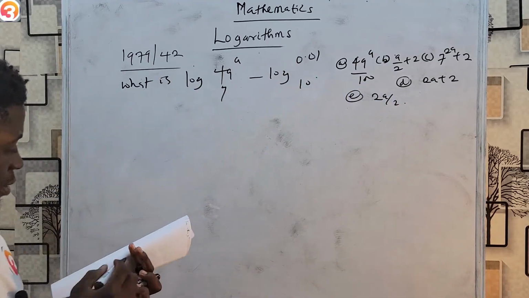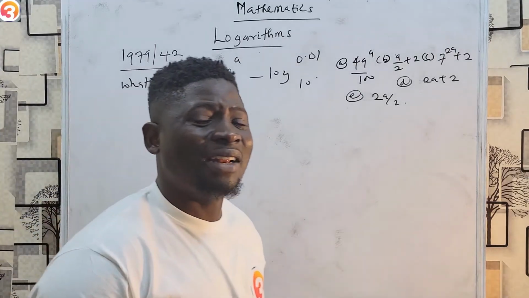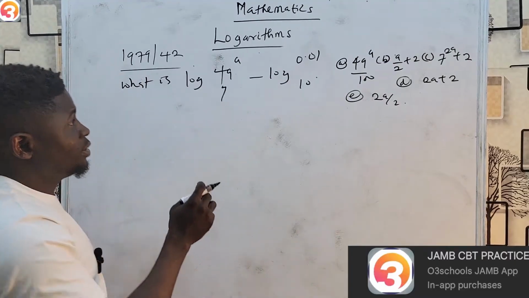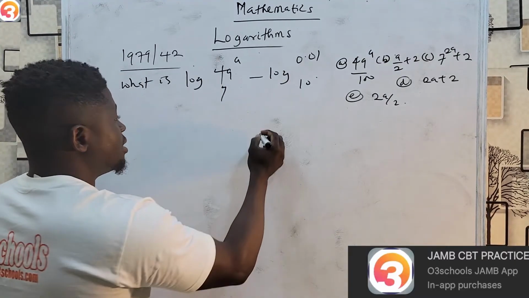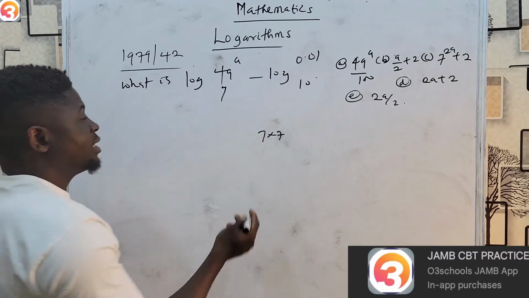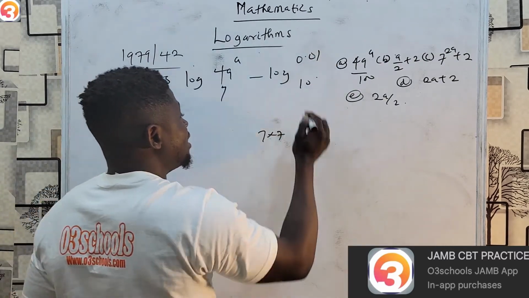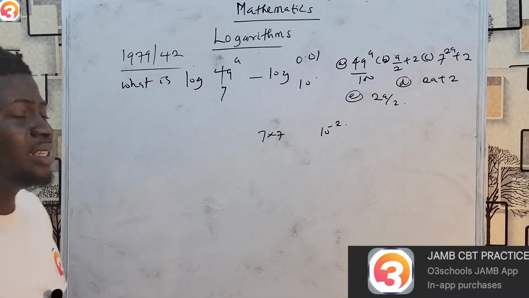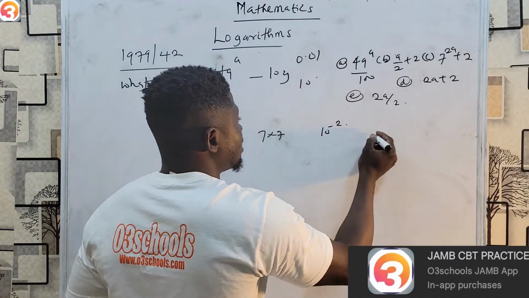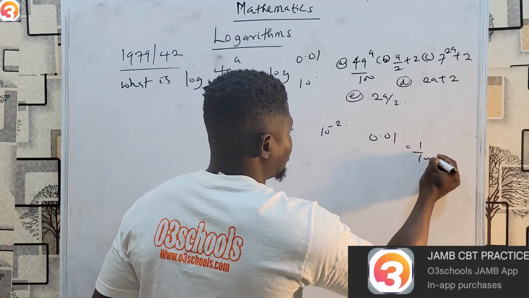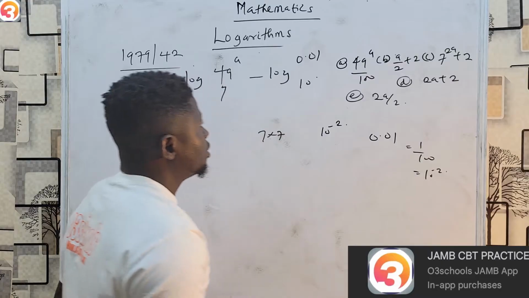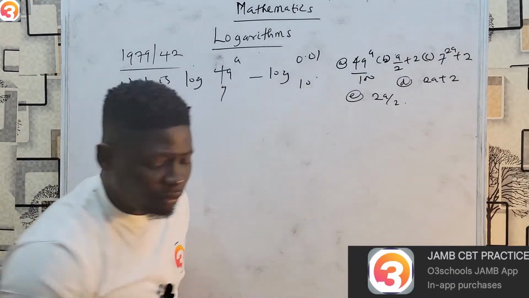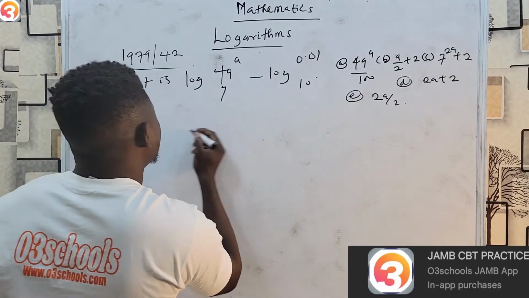So let's see how we can apply the laws we have learned from logarithm to solve this question. We already know that 49 is 7 times 7. And here, 0.01 is written as 10 to the power minus 2. Those are the only two key points you need to know here. 0.01 is 1 over 100, which is 10 to the power minus 2. So we can use it to solve this question conveniently.